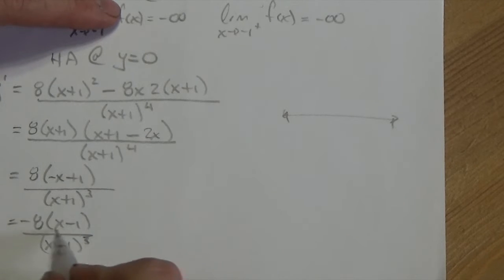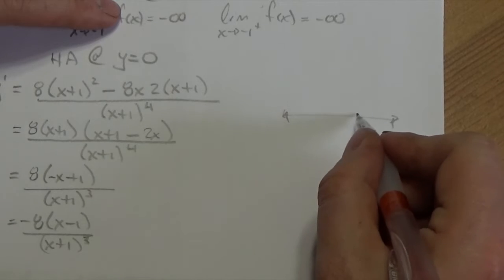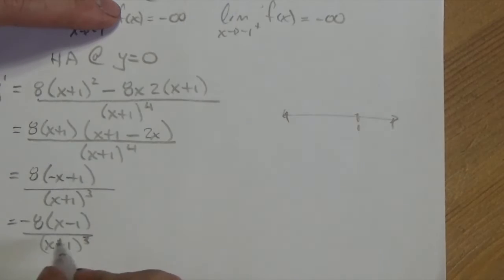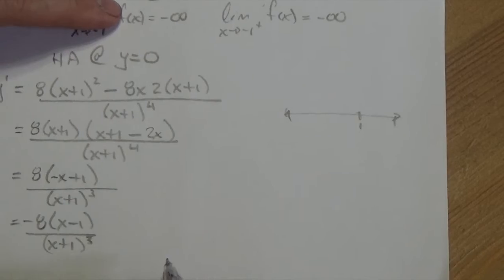Notice that this function here goes to 0. This x minus 1 is going to go to 0 at 1. So I'm going to put a 1 in there. And the denominator goes to 0 at negative 1.